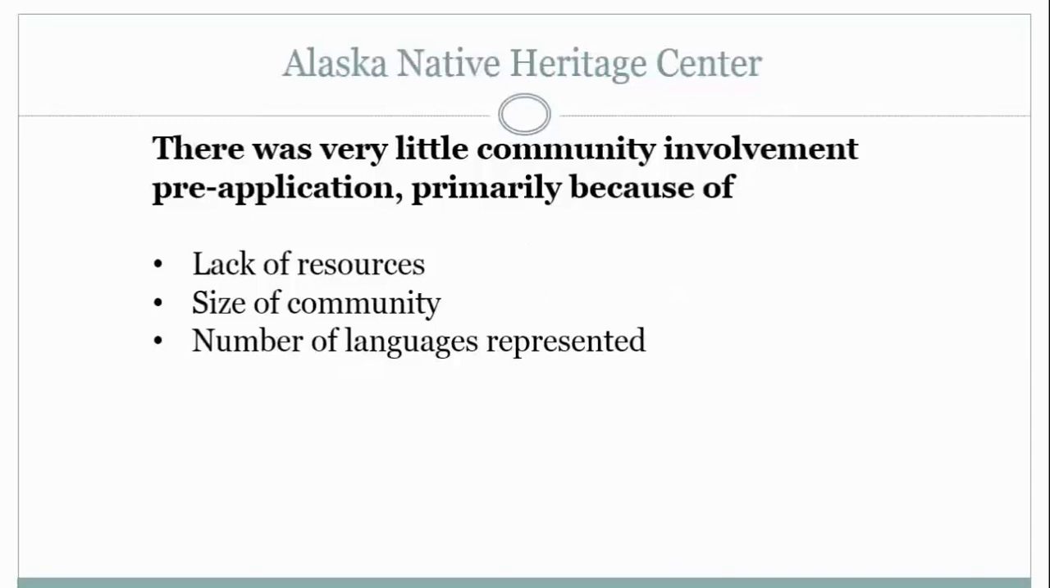The size of the community is somewhat daunting, and the sheer number of languages, if we've got 20 languages that we are looking at revitalizing, do we have everybody show up in a group? Do we target each language separately? You know, what do we do with that situation? So we just decided to plunge in and write community involvement into the application itself.